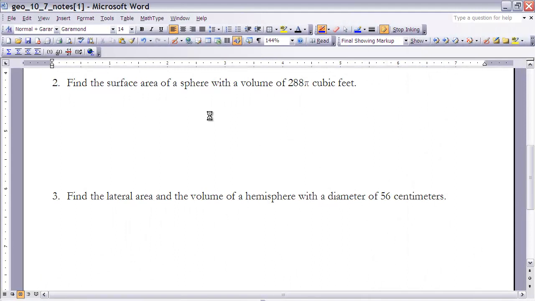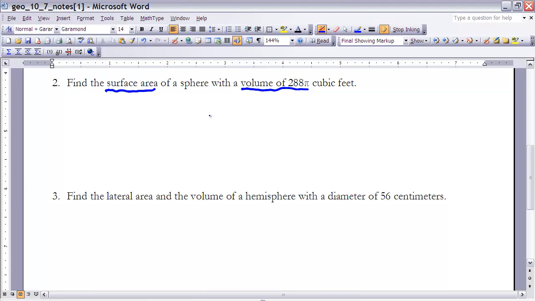Alright, number 2 here asks us to find the surface area again, just like the last problem. The difference is this time, instead of giving us the diameter, it gives us the volume. Well, the nice thing about circles and spheres is that whether it's volume or area or circumference, they're all related to one thing, and that is the radius. So if I know the volume, I can use the volume to solve for the radius, and then once I know the radius, I can use it to find the surface area.